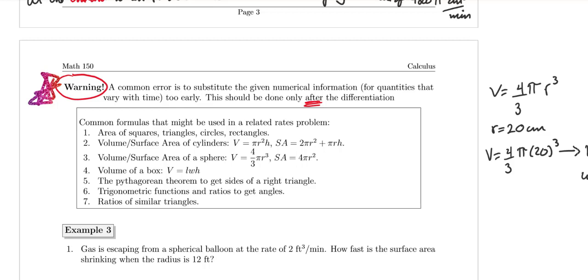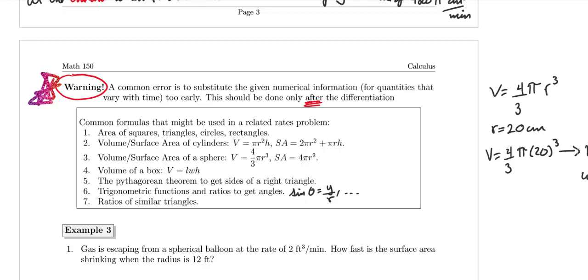Now, other common formulas are the volume and surface area for a sphere. So the volume of a sphere, as we saw above, was 4/3 pi r cubed, and the surface area was 4 pi r squared. Now the volume of a box is length times width times height. The Pythagorean theorem is very common, because we can use it to relate the sides of a triangle. Also trigonometric functions and trigonometric ratios to get angles. So basically sine theta, remember that sine theta was essentially y over the hypotenuse, or y over r, and so on. So all those trig functions, we're going to be using them.